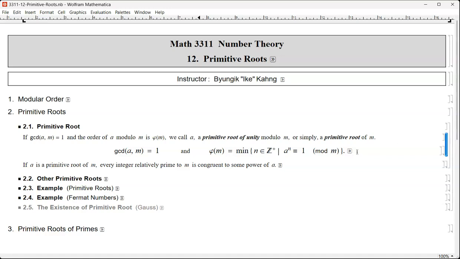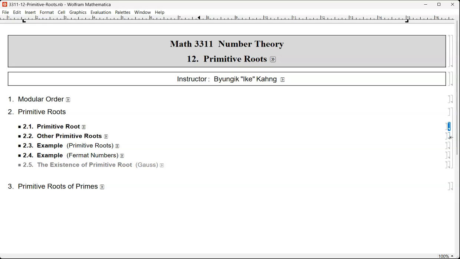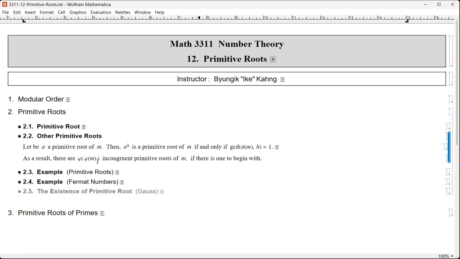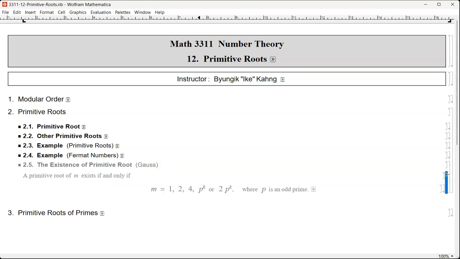The order of a modulo m happens to be phi of m. That's when a is called a primitive root of unity modulo m, or simply a primitive root of m. The question is, how many are there? Well, it turns out phi of m incongruent primitive roots of m, claim 2.2, if there's one to begin with. Oh, if there's one to begin with, what do you mean by that? That's what you mean. A primitive root exists if and only if, and we have this complete solution.